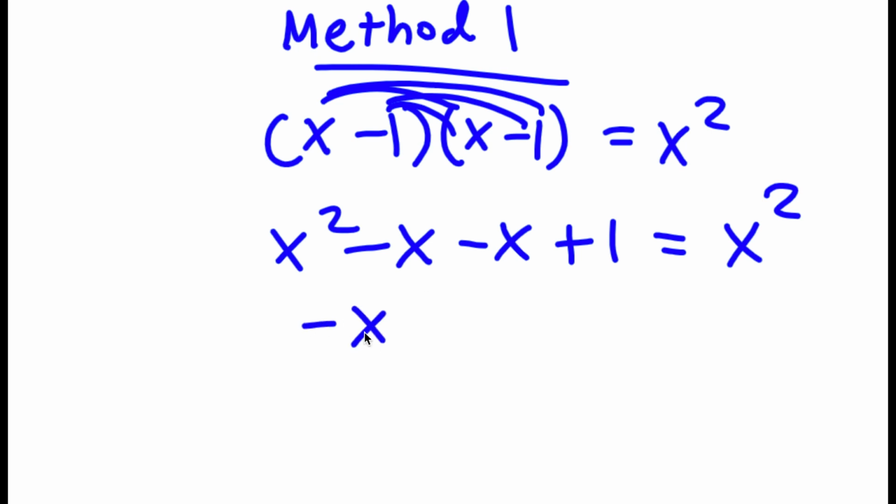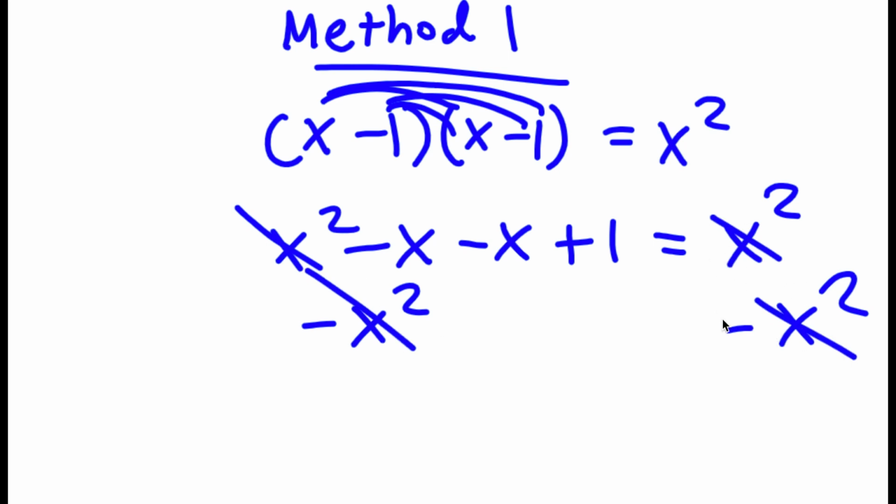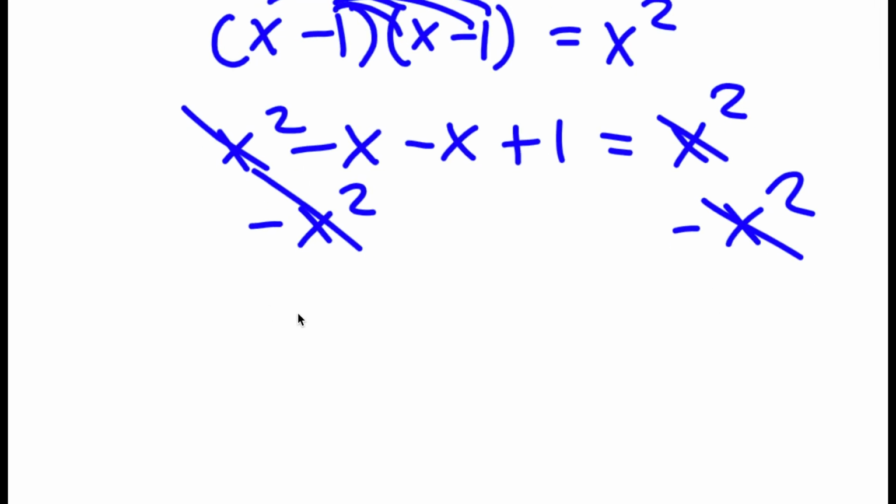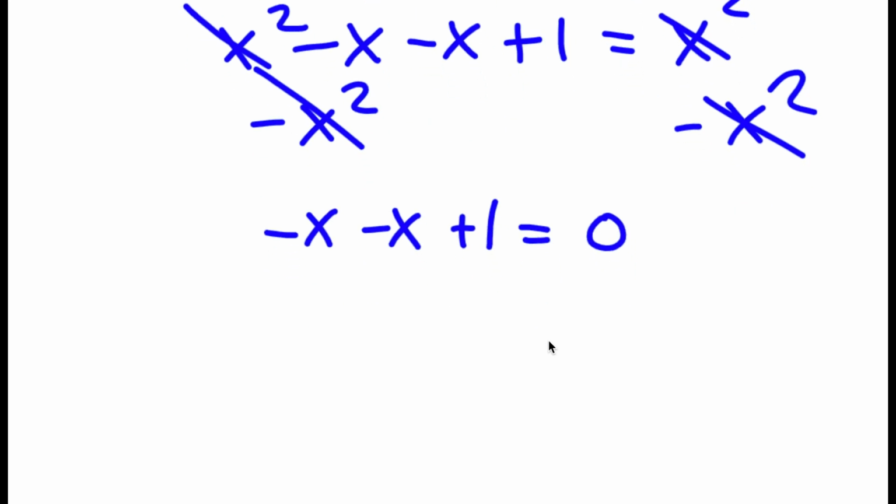Now I can subtract x² on both sides. So then these two cancel out, and these two cancel out. So now I have negative x minus x plus 1 is equal to 0. Now negative x minus x is negative 2x. So I have negative 2x plus 1 is equal to 0.